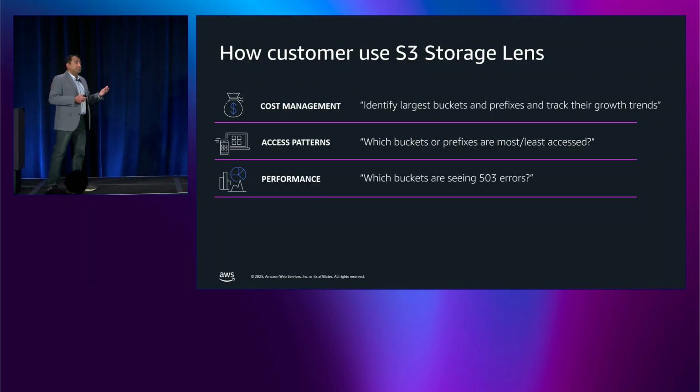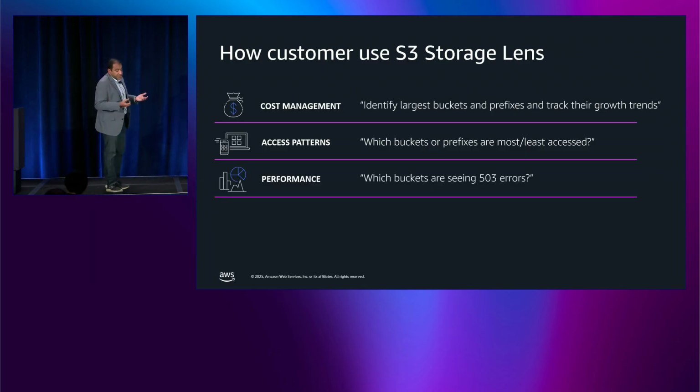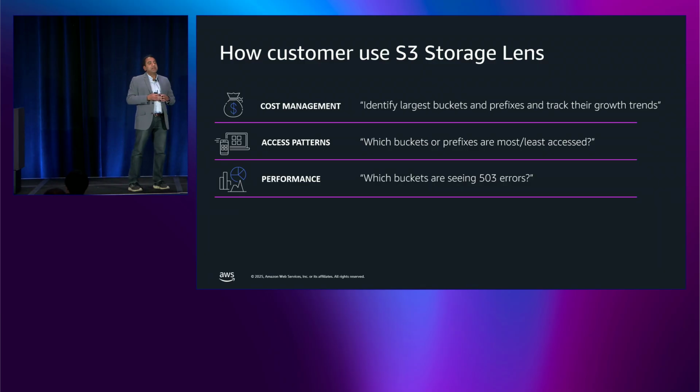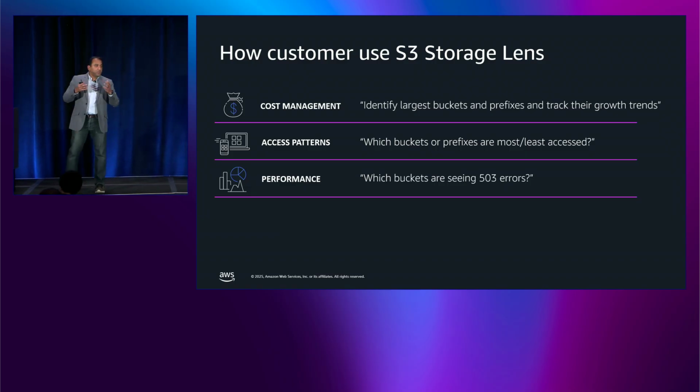Third, around performance monitoring. Now, you can answer questions about which buckets are experiencing 503 errors, that is our throttling errors, or 403 authorization errors. You can identify these buckets or prefixes. These are potentially slowing down your applications, and those are the ones that you want to focus on.